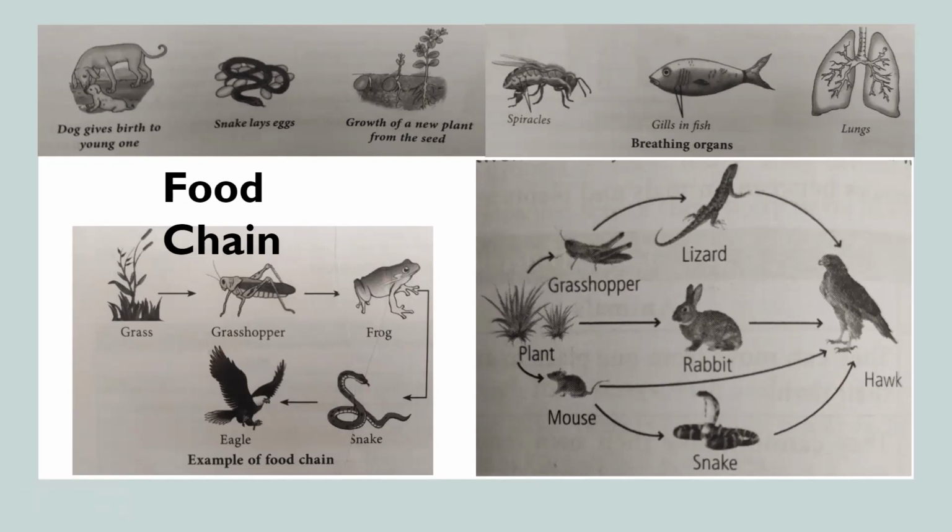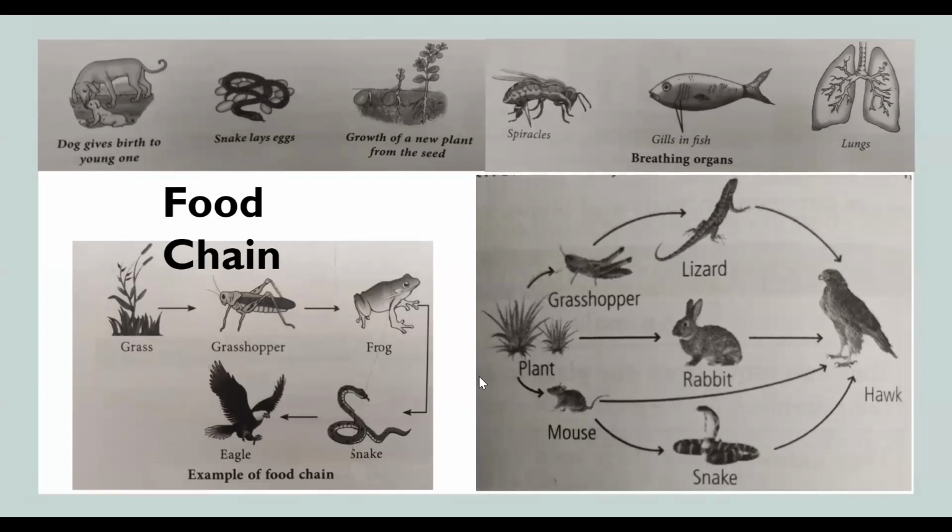Plants are able to make their own food, so they don't need to eat anything. They just make their food with the help of sunlight, with their leaves. That process we have read is called photosynthesis. All food chains always start with a plant. There are many examples.